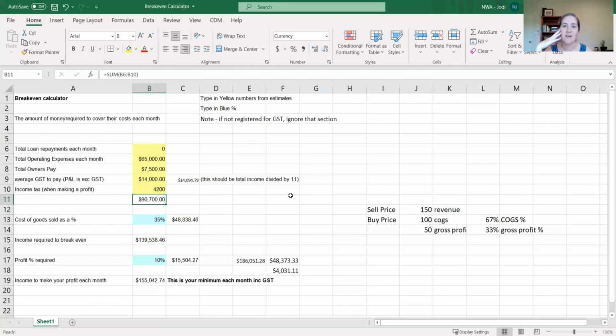So it's really tricky to work out exactly what your pricing needs to be until you've worked out what your costs are going to be. I'll make it a little bit prettier so that you can put your own numbers in for this break-even calculator. And I really hope that that was useful for you.